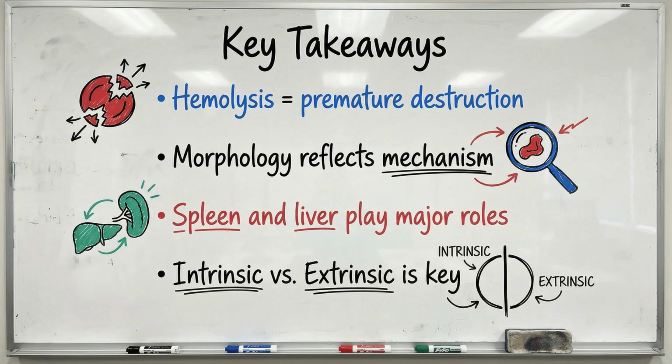And don't forget our unsung heroes, the spleen and the liver. They're the major players in clearing these damaged cells. Finally, always categorize the problem as intrinsic to the cell or extrinsic, because that distinction fundamentally changes your diagnostic path. These core concepts will be your compass in navigating hemolytic anemias. Now, let's reflect on how far you've come in your understanding.